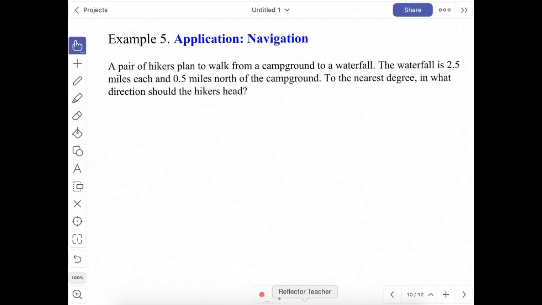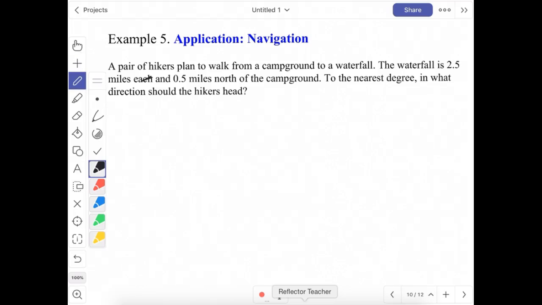Last problem here. A pair of hikers plan to walk from a campground to a waterfall. The waterfall is 2.5 miles east and 0.5 miles north of the campground. Spelling error in there. To the nearest degree, in what direction should they head?